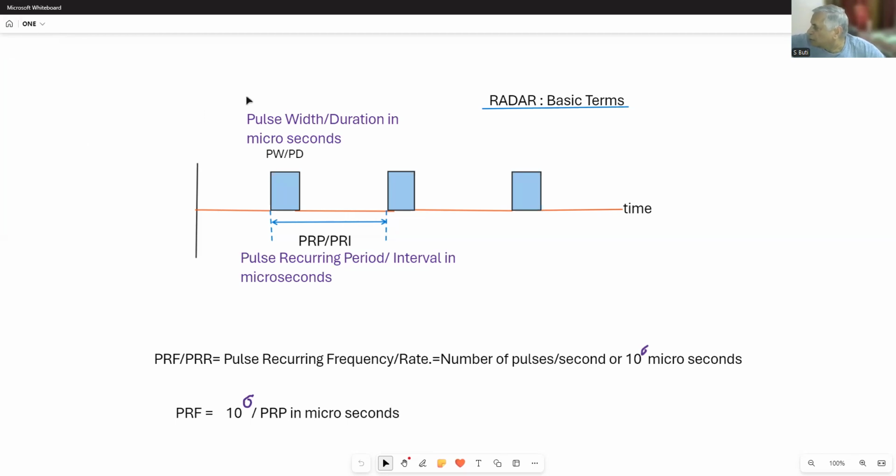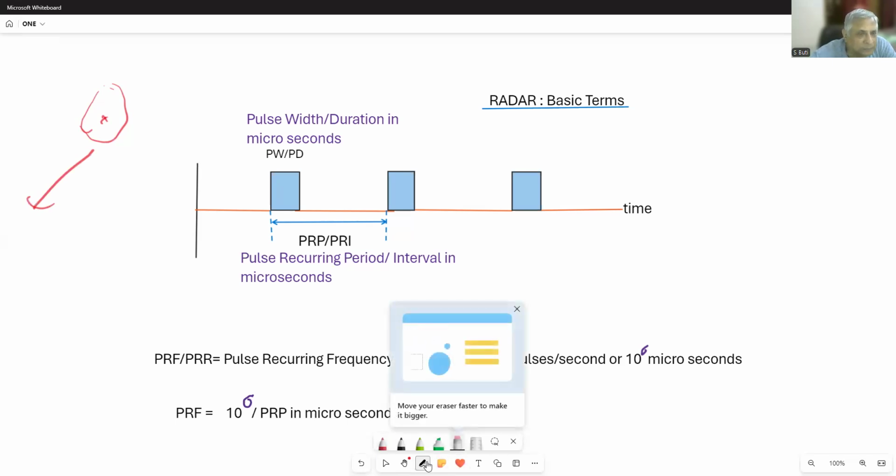What is the difference? An omnidirectional signal will travel in all directions. Let's say this is the transmitter. The signal travels in all directions, whereas a directional signal travels in the direction of transmission. Both these types of signals are being used. Today we are talking about the radar.